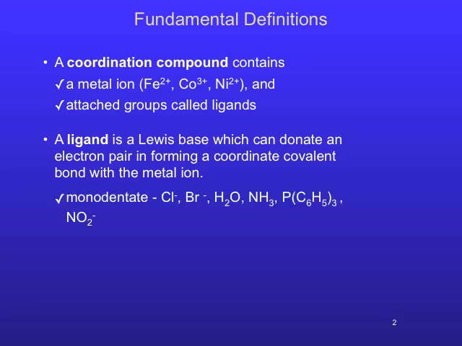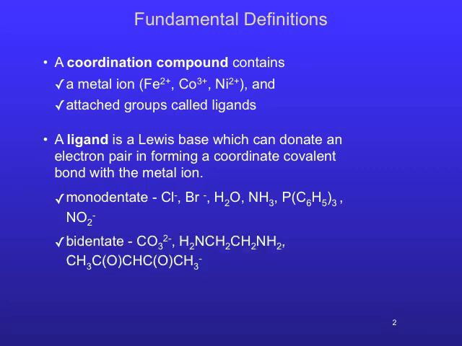Monodentate ligands provide one pair of electrons, and examples are chloride, bromide, water, ammonia, triphenylphosphine, and nitrite. Bidentate ligands provide two pairs of electrons and form two coordinate covalent bonds with a Lewis acid. Typical bidentate ligands are carbonate, ethylenediamine, and the anionic form of acetylacetone.